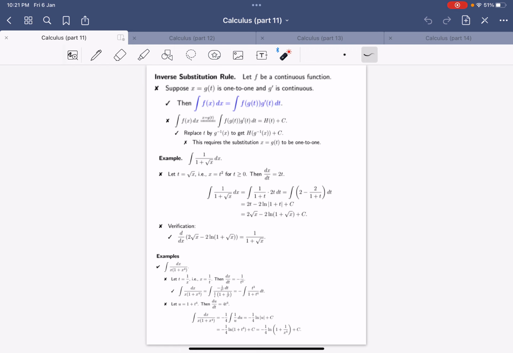And so this rule is very useful when you want to simplify your expression to a form that you can integrate easily, more comfortably.